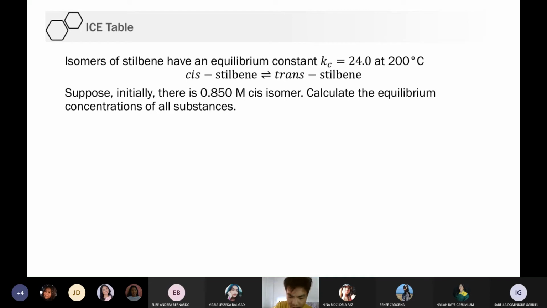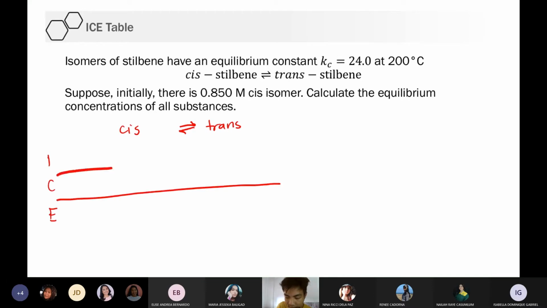So, you first write your reaction. We have cis-stilbene, I'll just write cis, and the cis is in equilibrium with the trans isomer. So that is the reaction. And then I set up my I, my C, and my E. If you have done this in general chemistry, good, but if not or you've forgotten, this is what we are doing now. It is necessary for you to create this table, so you cannot skip this step. Make a table where you show the reaction and the ICE.